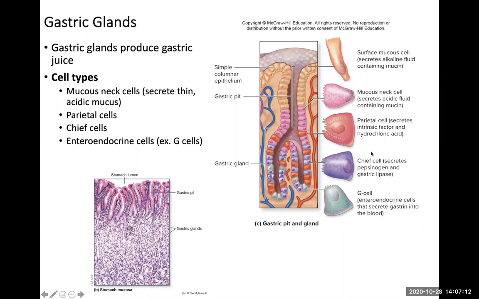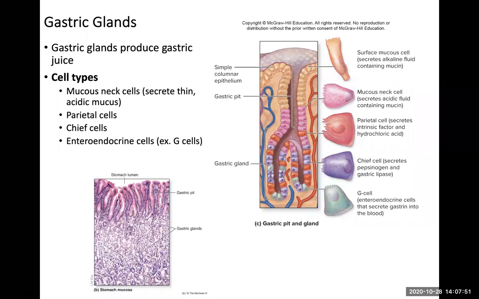And then chief cells secrete what's called pepsinogen. So pepsinogen is the precursor to pepsin. Pepsin is an enzyme that is responsible for digesting proteins, and pepsinogen gets converted to pepsin in the presence of hydrochloric acid. You need hydrochloric acid to convert pepsinogen to pepsin, or to do it with any degree of efficiency. If not enough hydrochloric acid is around, pepsinogen does not get converted very efficiently to pepsin, and that makes protein digestion much harder than it otherwise would be.